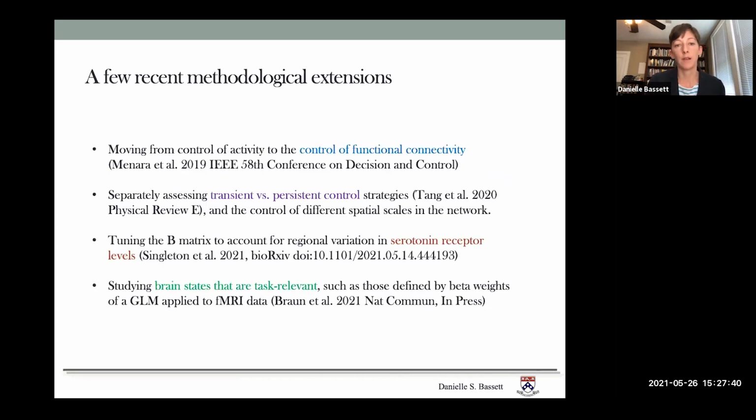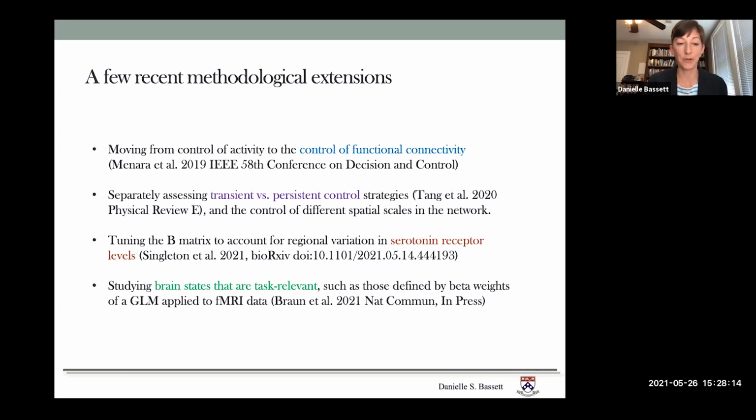So a few recent methodological extensions I wanted to mention: there is now work from Tomás Manera, where he moves from the control of activity to the control of functional connectivity. And I think that's a really interesting expansion of the approach. We have not used it yet, but I think it's really interesting and exciting. Second, we can separately assess transient versus persistent control strategies, so control over different time scales and control over different spatial scales in the network. And that was work that was led by Evelyn Tang.